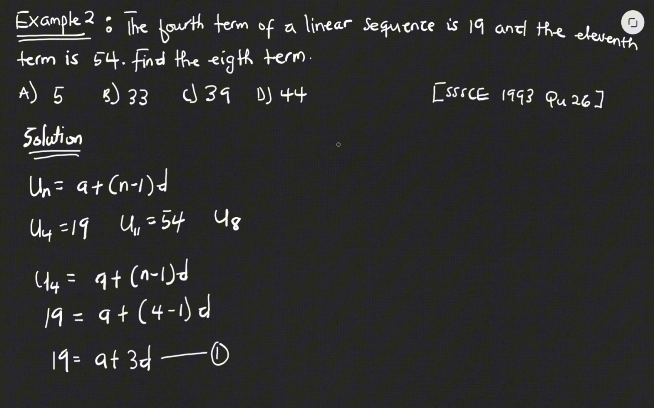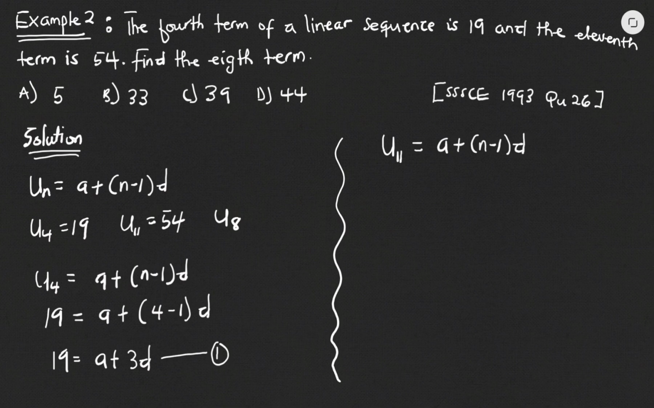Okay, so from here I can proceed to find u11. My u11 will also be equal to a plus (n minus 1)d. Now u11 is given to me as 54, and that is equal to the first term, which I do not know, as a, and then since it's u11, my n is equal to 11, so 11 minus 1 multiplied by d, which I do not know. So I have 54 is equal to a plus 10d.